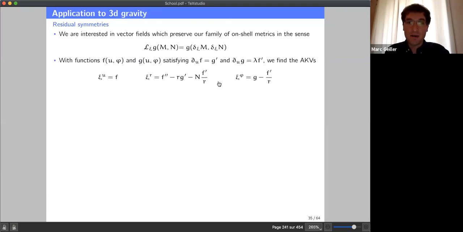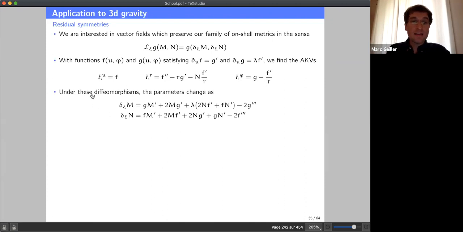These asymptotic Killing vectors take this form. They are vectors whose u component is f, the r component is given here, the phi component is given also here. Notice in particular that the r component depends on the fields now. There is an n dependency in here. So we are precisely in the case which we prepared ourselves for, namely to deal with diffeomorphisms whose parameter can depend on the fields. This is precisely what we encounter here.